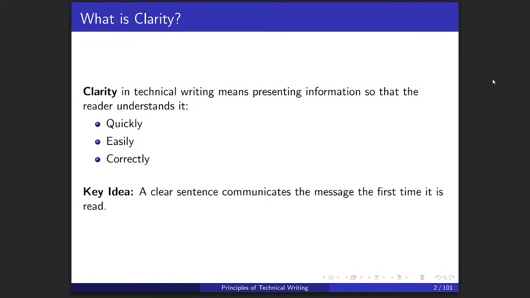So he may understand your sentence quickly, he may understand your sentence easily, and he may understand it correctly if your sentence maintains clarity. Okay, this is the first thing, this is the basic thing. If you're writing a paper, if you're writing a sentence, don't write blankly, write in a clear way. That is the first topic of your unit 1.